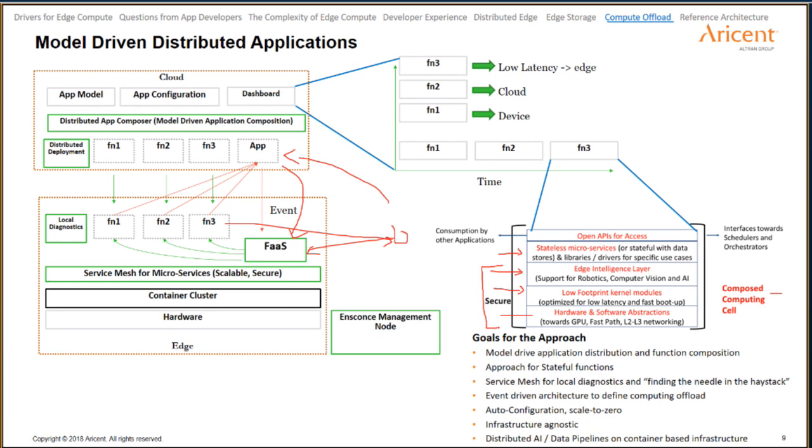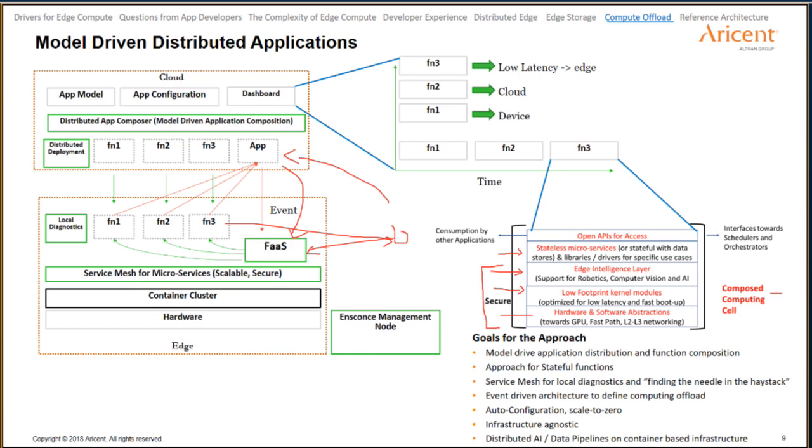You can define all of these different layers through models, through an approach for stateful functions, and actually avoid the problem of finding a needle in the haystack. Because this function runs for, say, a few milliseconds and it goes away. Suppose it did something wrong. How do you actually diagnose that? It stayed alive for so little time, you don't even know what happened.